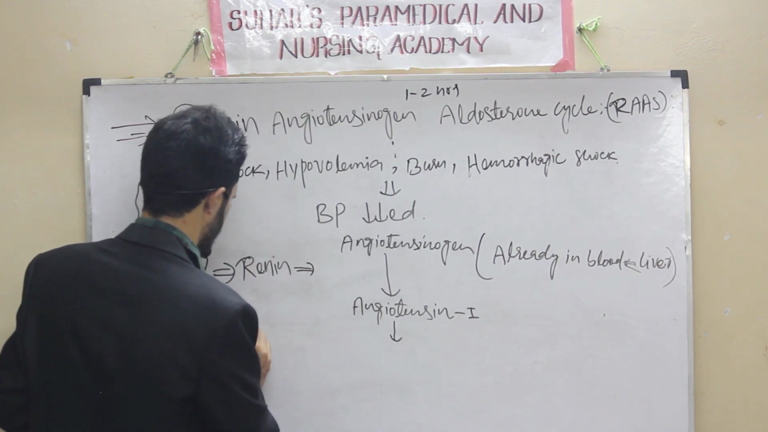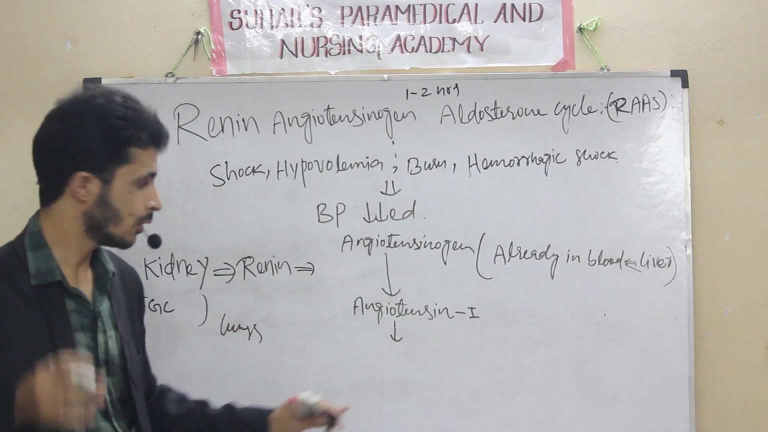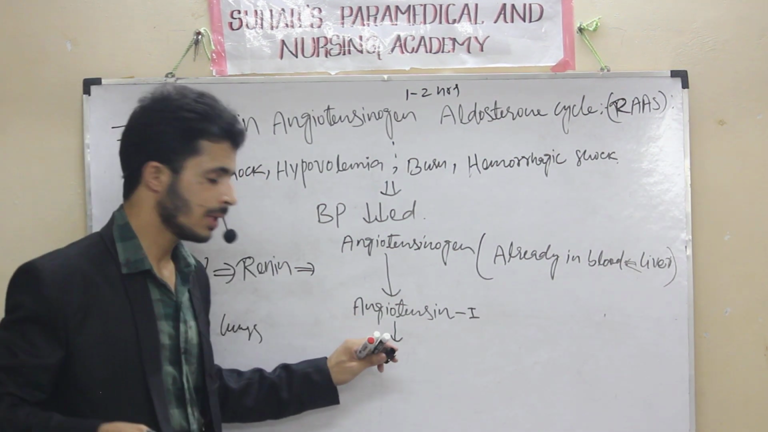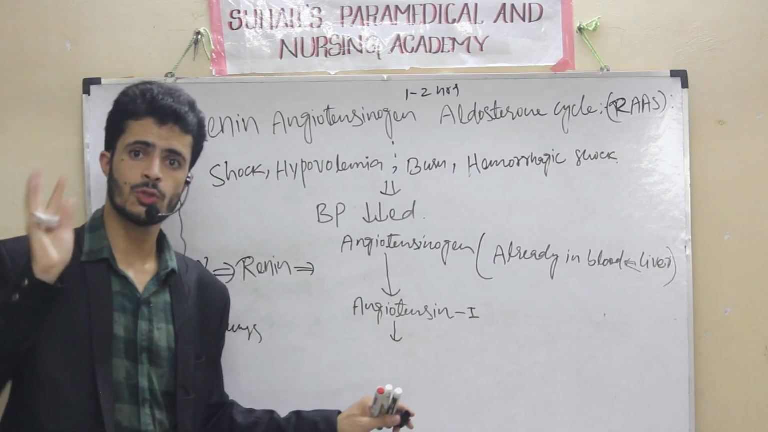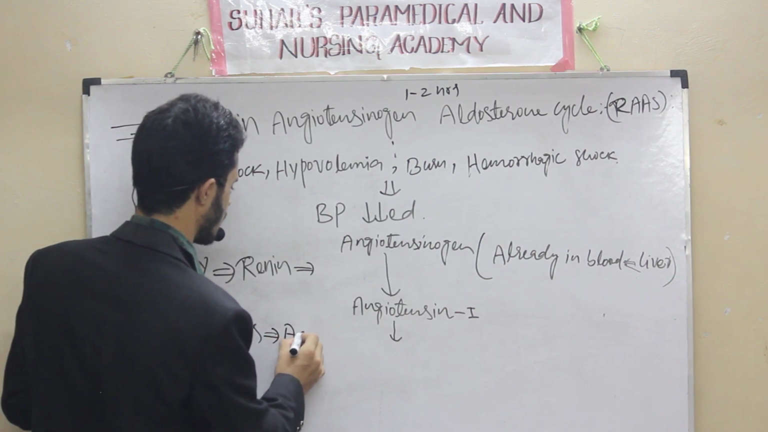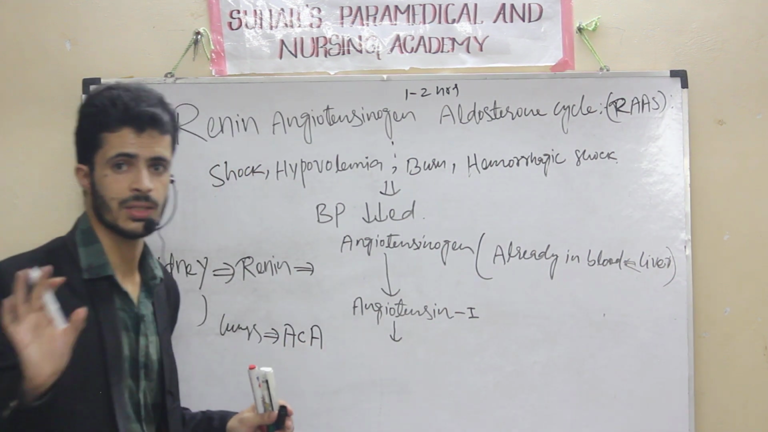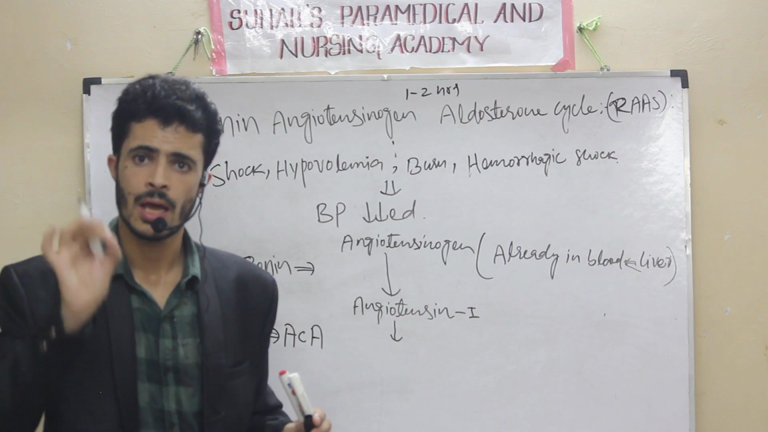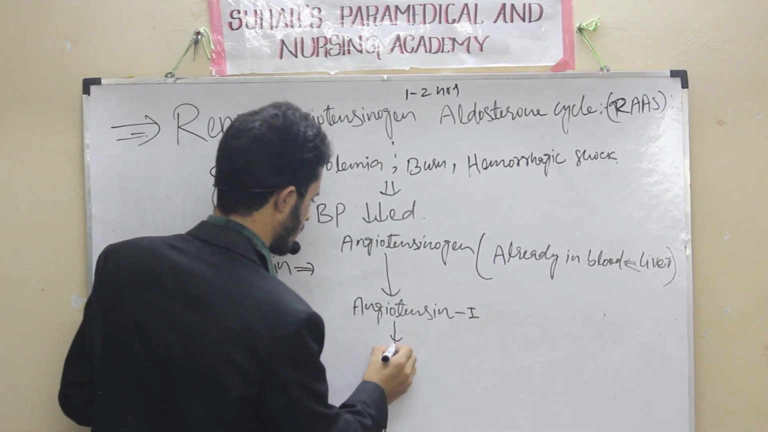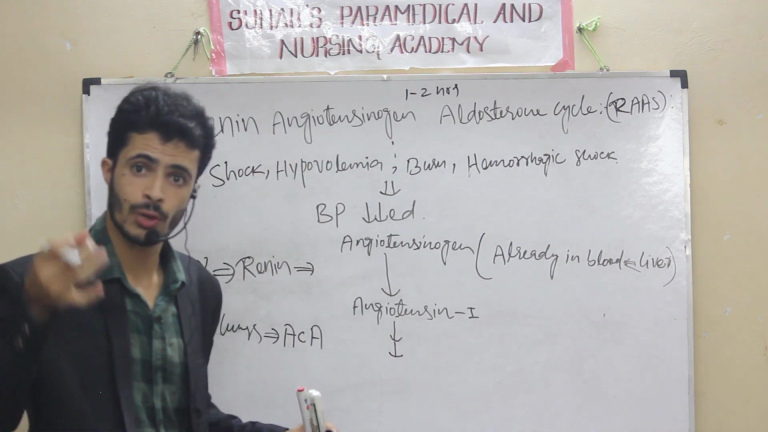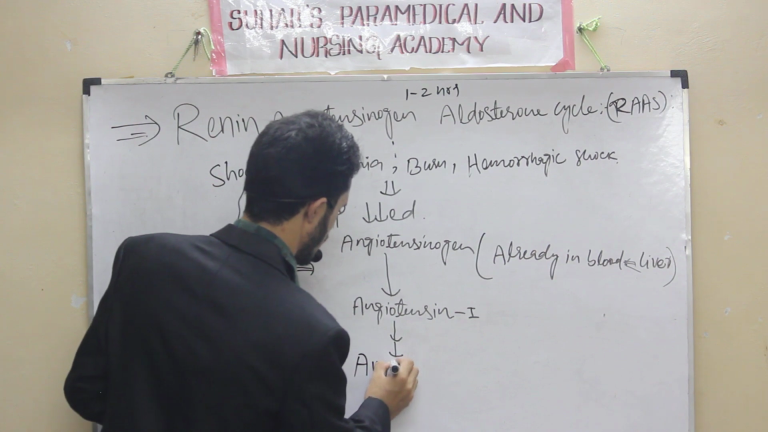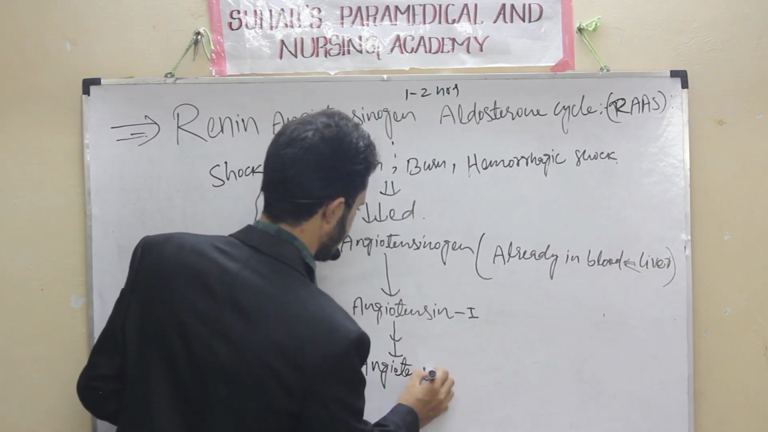Then from the lungs. Because all these hormones are running in the blood, when this angiotensin first reaches the lungs, inside the lungs they produce angiotensin converting enzyme, ACE. Angiotensin converting enzyme. What happens? Angiotensin first is converted into angiotensin second.